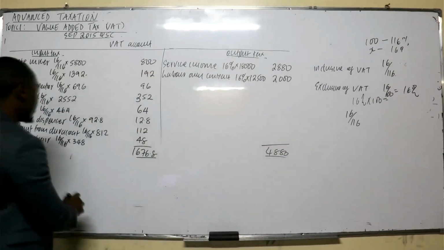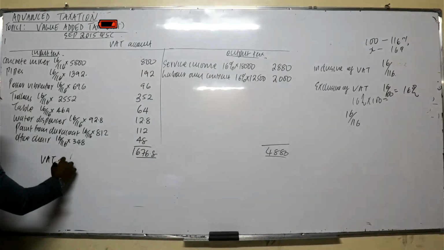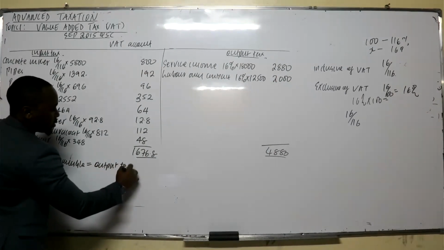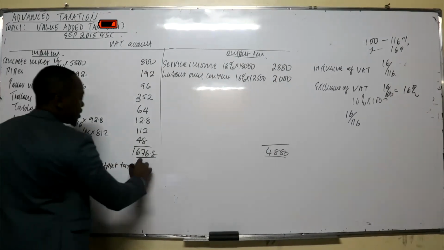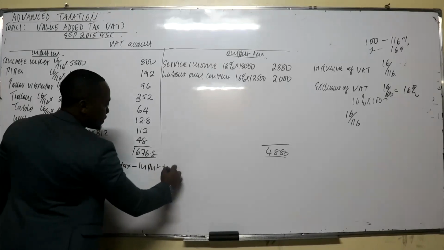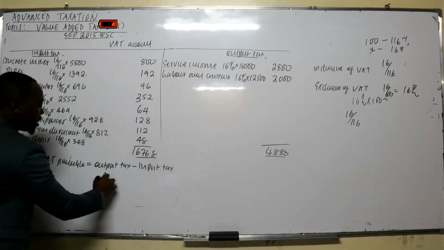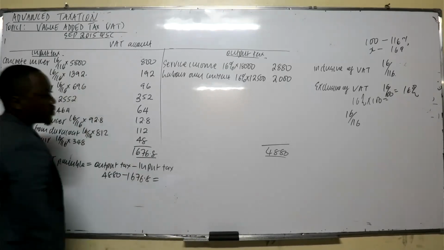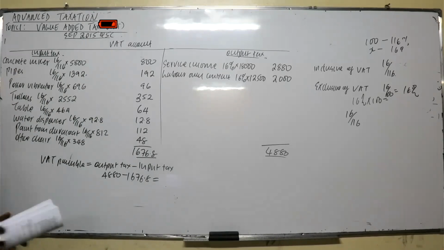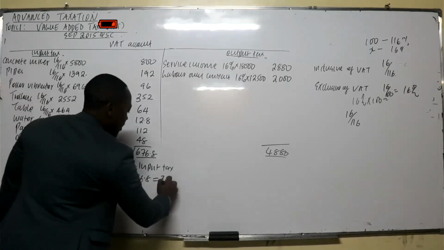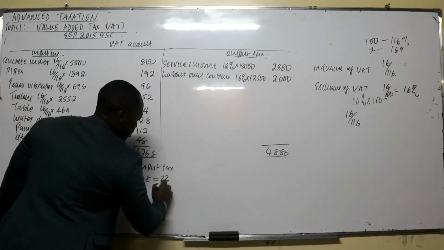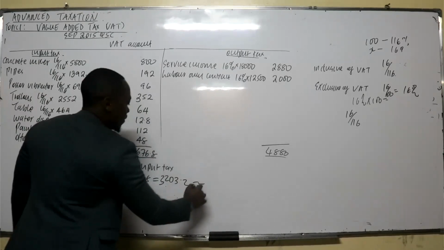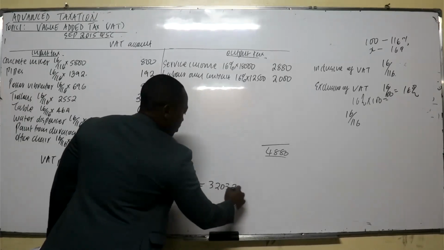So how much is the VAT payable? To get the amount of VAT payable, you take the output tax and then you claim the input tax. The output tax was 48.80. Then you less 1676.8. So this Chinese company, they are supposed to pay a VAT of how much? 203.2, which is equivalent to 3,203,200.